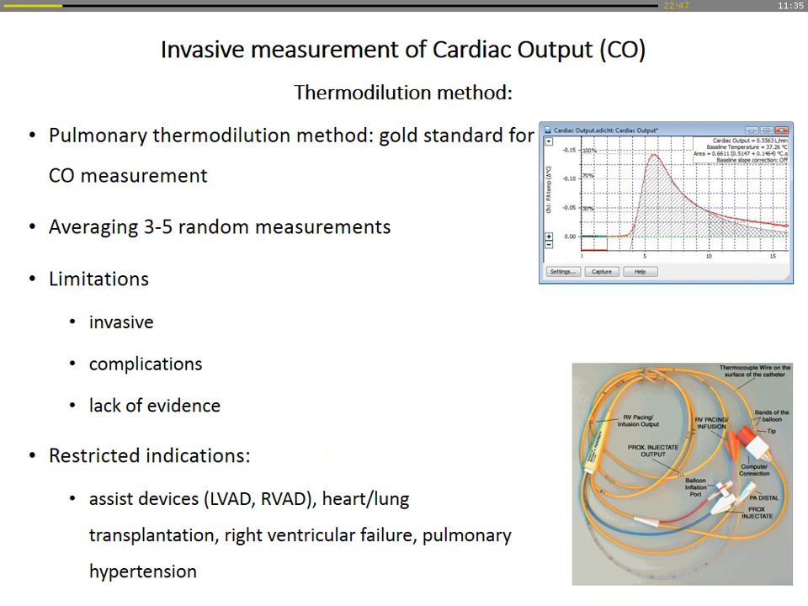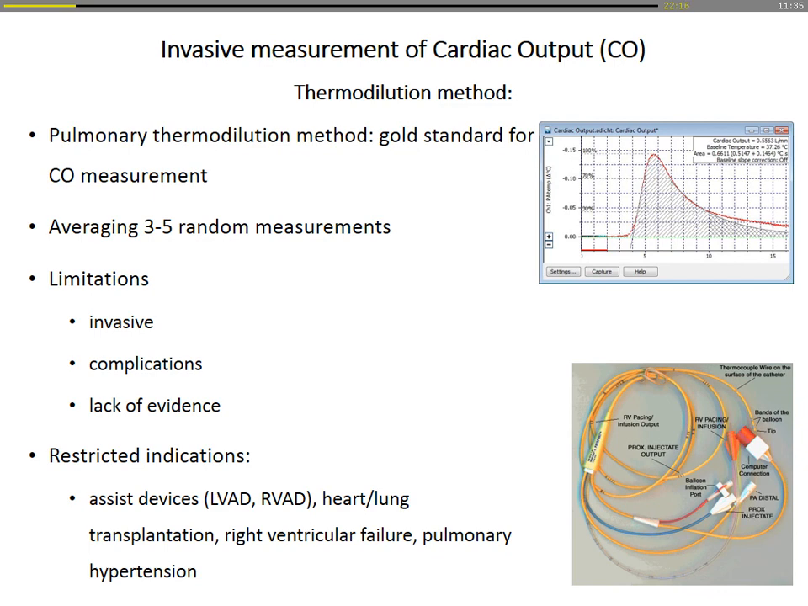This is the Stewart-Hamilton principle, which has been referred to earlier. And this measurement is still considered as the gold standard for cardiac output measurements. You usually do 3 to 5 measurements, you average these, and it has some limitations. Of course, it is invasive, as we said, and this may cause some complications. There is some lack of evidence, maybe, to the usefulness of these. We'll come back to that in a minute.